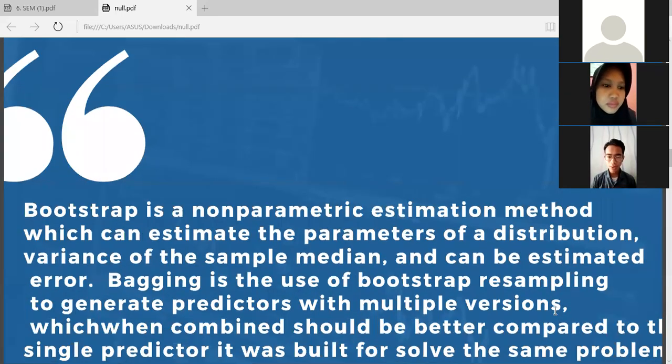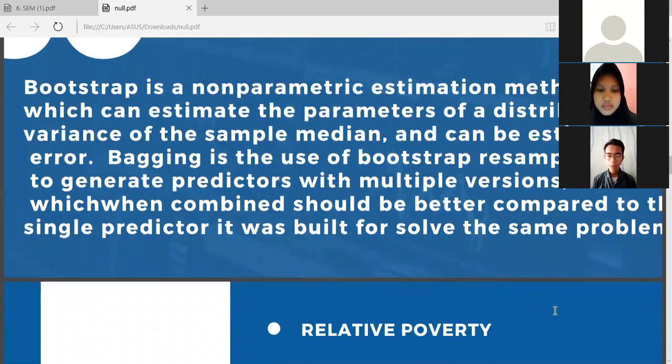Bootstrap. So we are talking about the bootstrap. A bootstrap is a non-parametric estimation method which can estimate the parameter of distribution, variance of the sample, median, and can estimate the error by bagging, which is the use of bootstrap resampling to generate predictors with multiple versions, which when combined should be better compared to a single predictor. It was built to solve the same problem. The next slide.